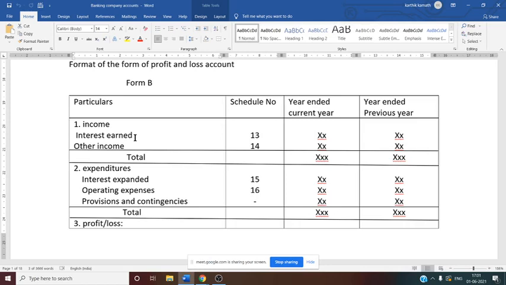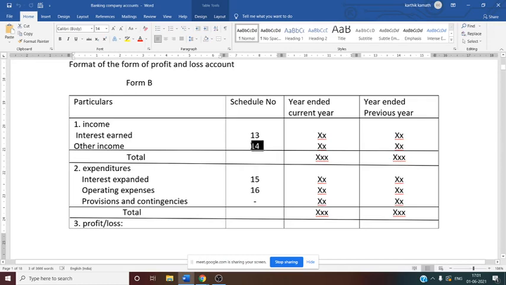So interest earned, you can write income on investment. And suppose the bank has kept money with RBI, again RBI will give certain interest, that is also income to the bank, that you can write here under the interest earned column. Then other income. Other income, you can write what?